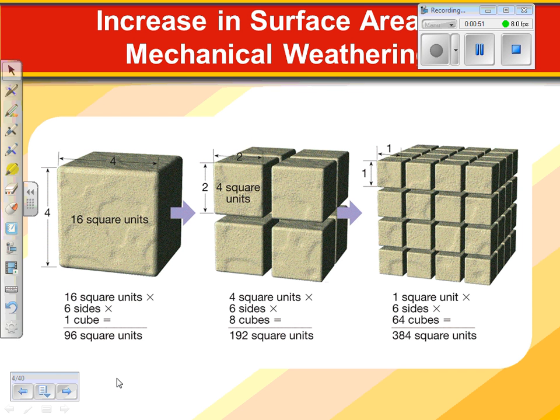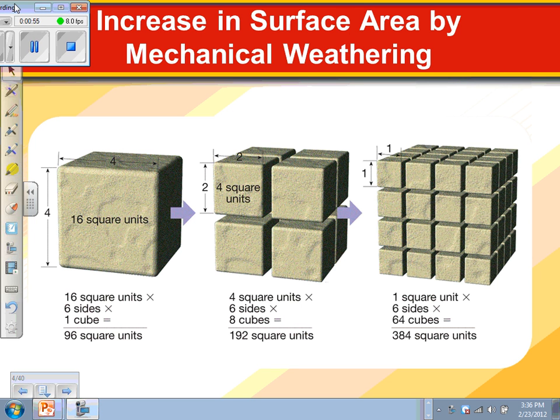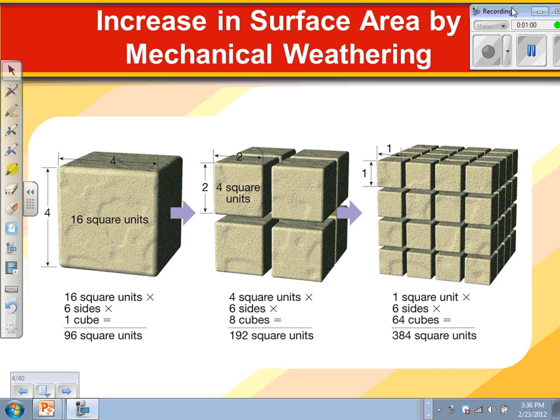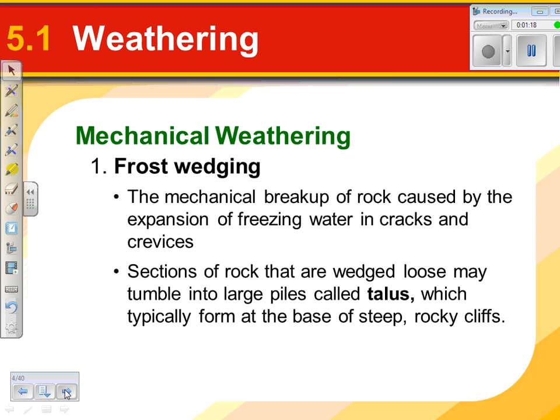This graphic illustrates the increase in surface area by mechanical weathering. One of the factors that affects mechanical weathering is, of course, surface area. If you break material such as rock down into smaller pieces, you're exposing more surface area, and thus you'll get more weathering.